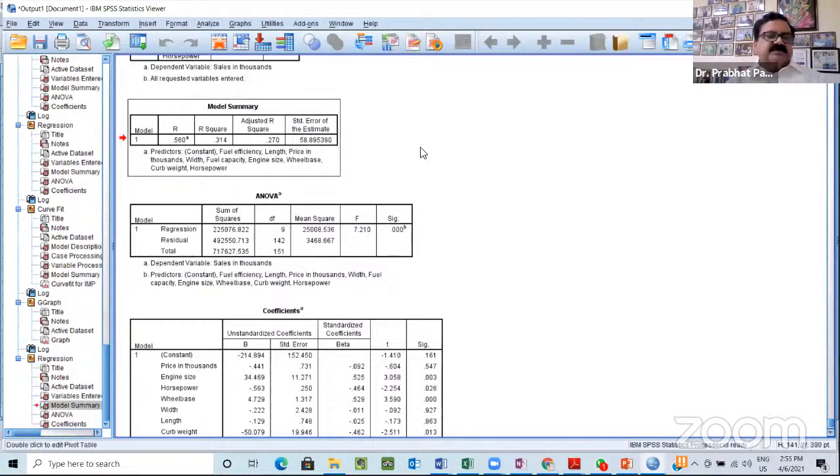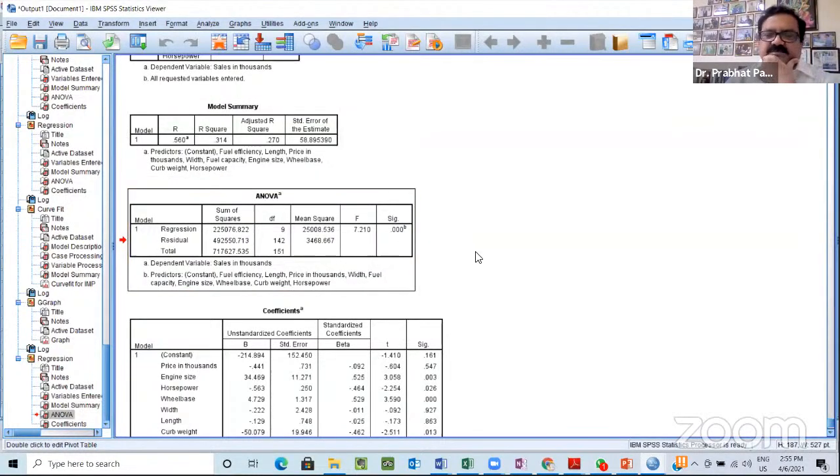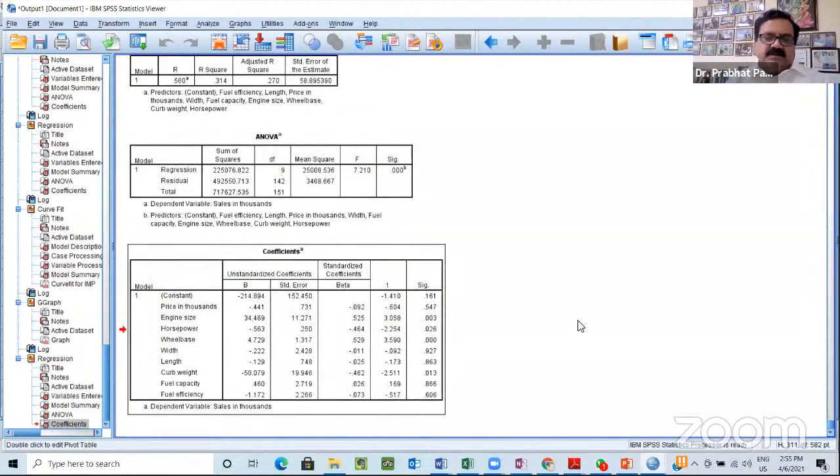So here you see adjusted R square is very low, 0.27, which is extremely low, but ANOVA is significant because it says that at least some variables are significant in your model. So model is still usable, though it's not a very good fit. Which other variables are coming to be significant? Price, not significant. No. Engine size is, significant. Engine size significant. Yeah. Significant.